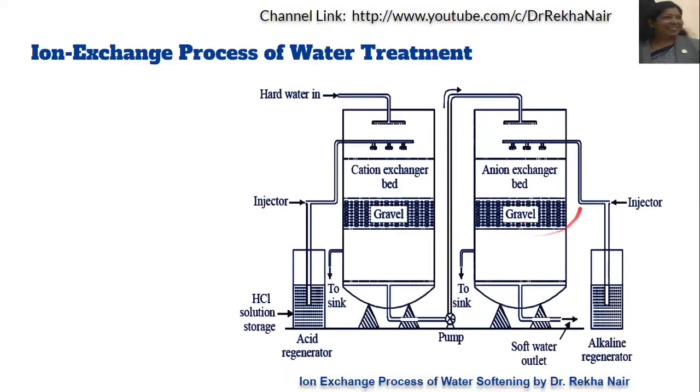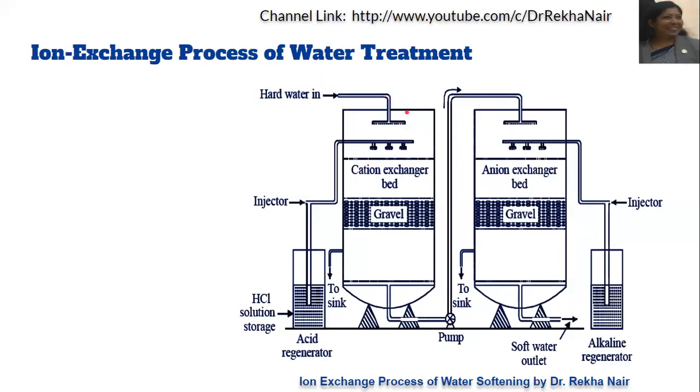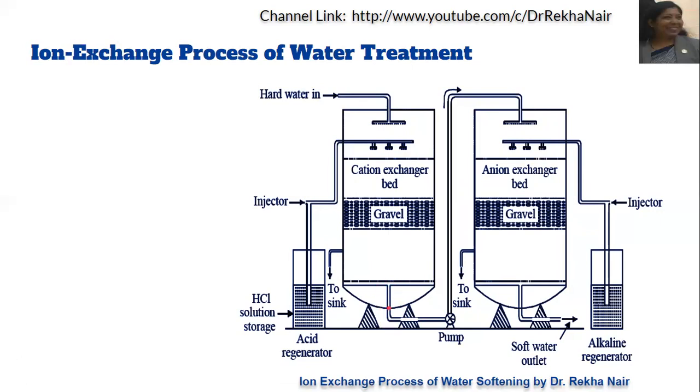This is the picture for the ion exchange process. You can see here we have the cation exchanger bed, here the anion exchanger bed, and here again gravels, and here the outlet of water. This is the hard water in, same as in the zeolite process, and here we have a cation exchanger bed instead of a zeolite bed. In the zeolite process we removed only cations, but here in the ion exchange process we are removing both cations as well as anions.